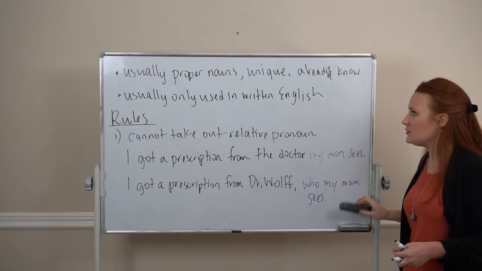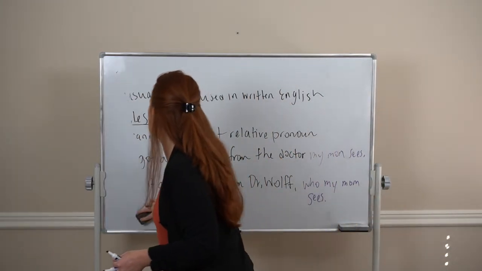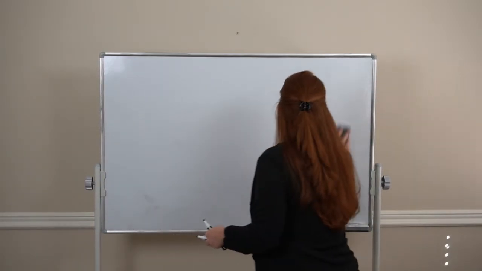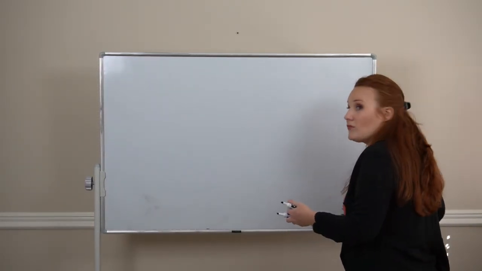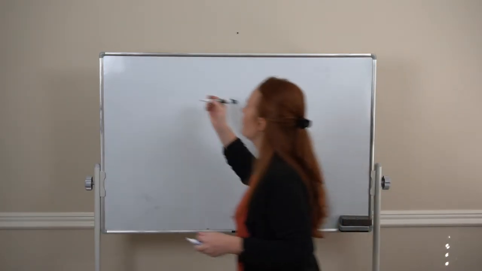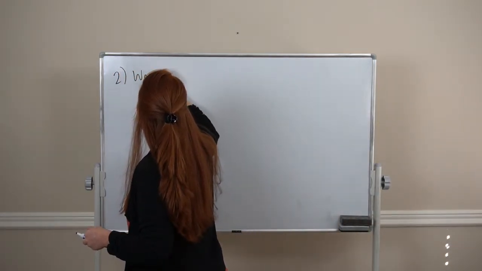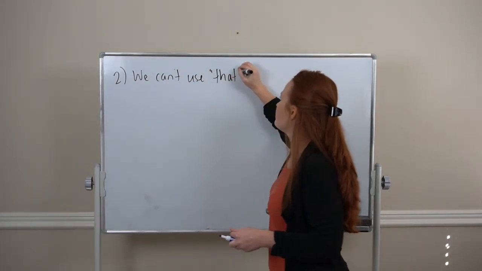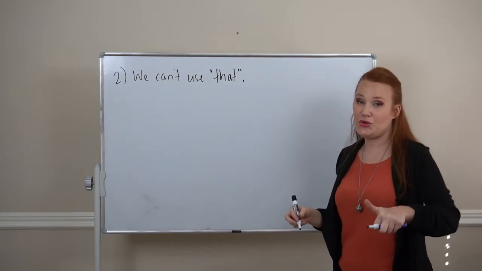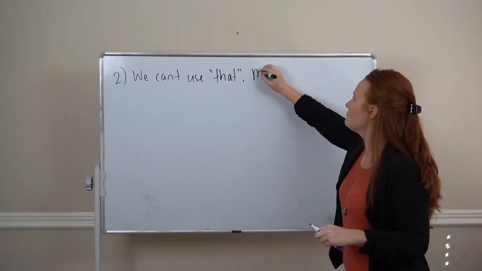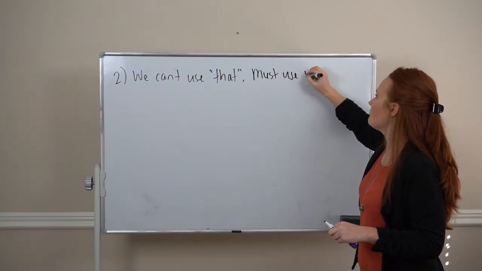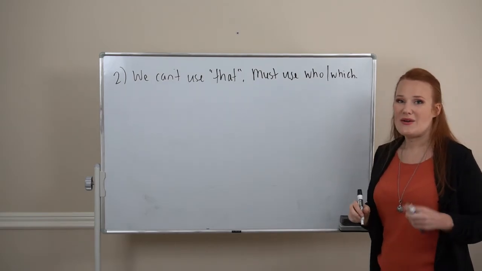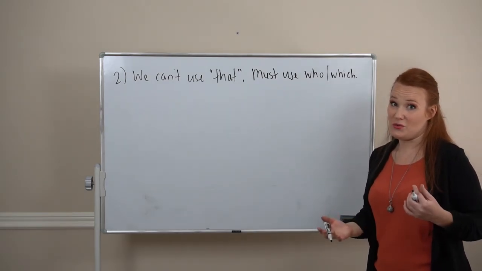Now, next rule. And again, this one is different from defining clauses. Next rule is we can't use that. We have to use who or which. So if it's a person, we'll use who. If it's a thing, we'll use which. But we can't use that for either one, all right?